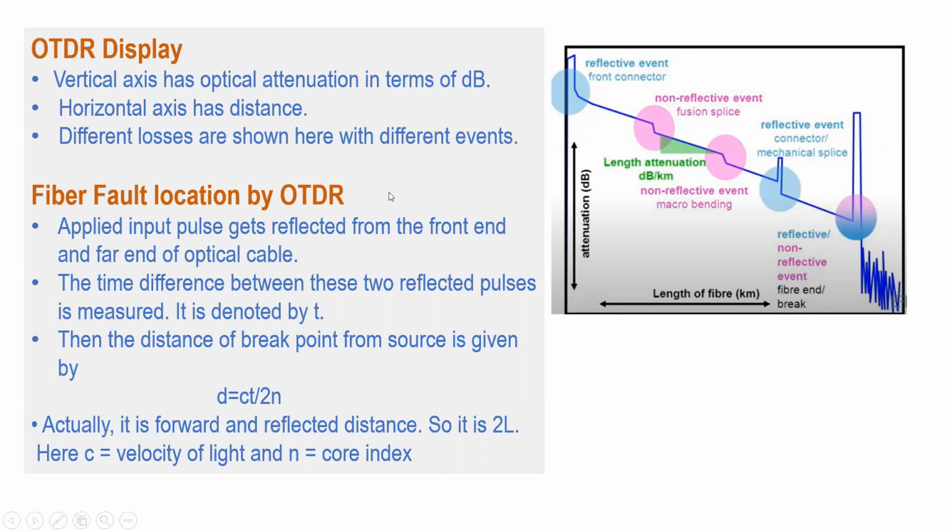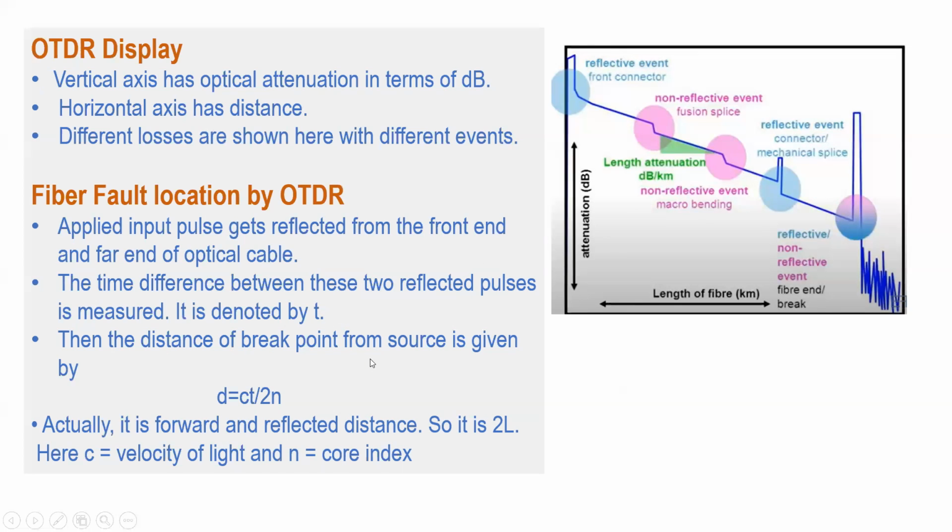Fiber fault location by OTDR. How are we going to locate the fiber fault using OTDR? The applied input pulse gets reflected from the front end and far end of the cable. The time difference between these two reflected pulses is measured, and it is denoted by T.